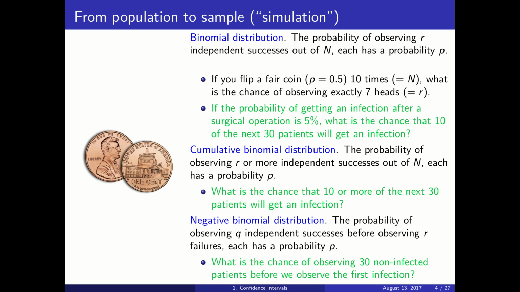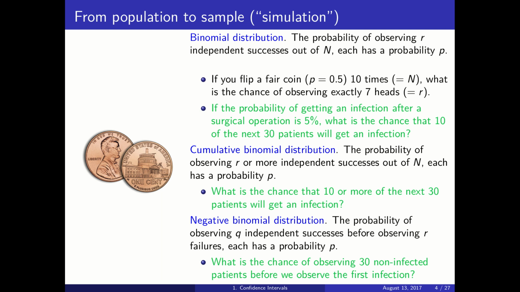And each one has a slightly different setup. So the binomial is probably the most well-known one. For instance, let's say that we flip a coin that is fair, so the probability of having heads is 0.5, and we flip it 10 times. So the 0.5 will be called P, the 10 times will be called N, and we wonder what is the chance of observing exactly 7 heads.